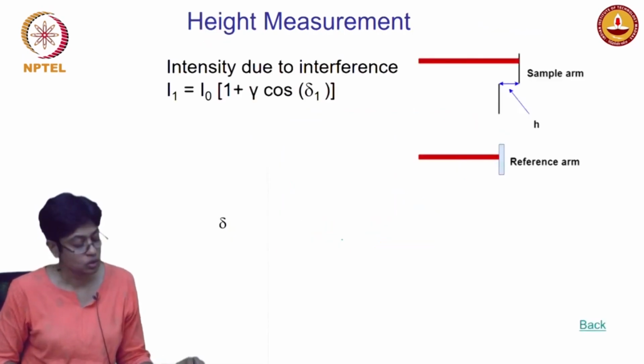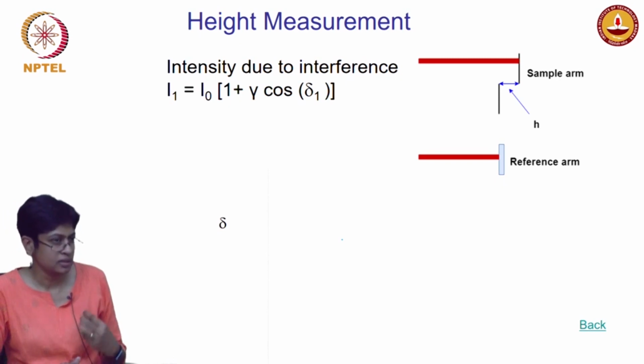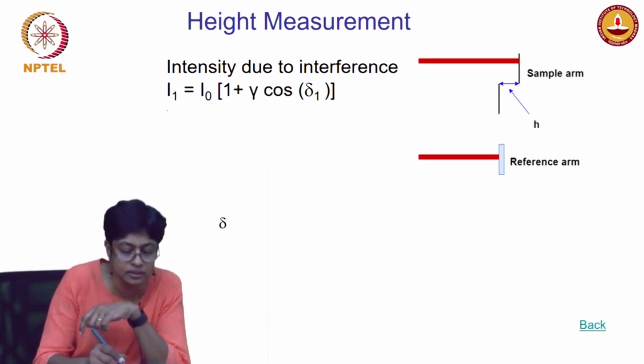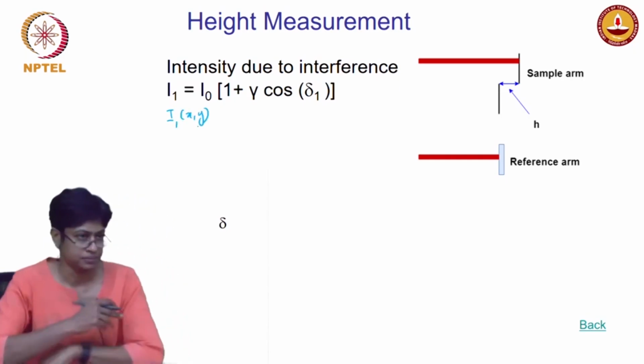Okay. So let's say I wanted to measure height. How would I do it? The information that I have available to me is the intensity that I am measuring. And again, I am always writing it out like this. Please note, it is always that I am measuring this.